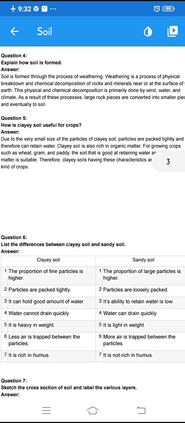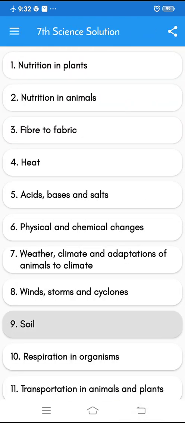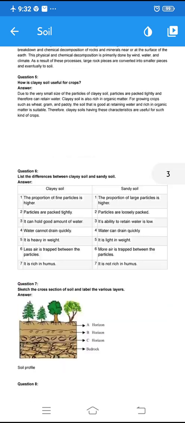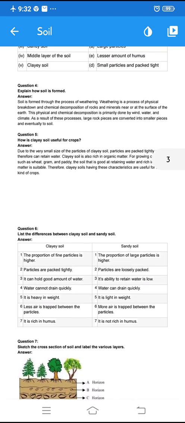As a result of these physical and chemical decomposition processes, large rock particles or large rock pieces are converted into smaller pieces, and eventually they become very small in size and form the soil.